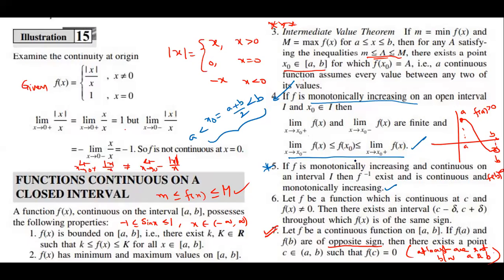So based on this one, we'll discuss some examples also. Get ready, I'll tell you. So please add these points.